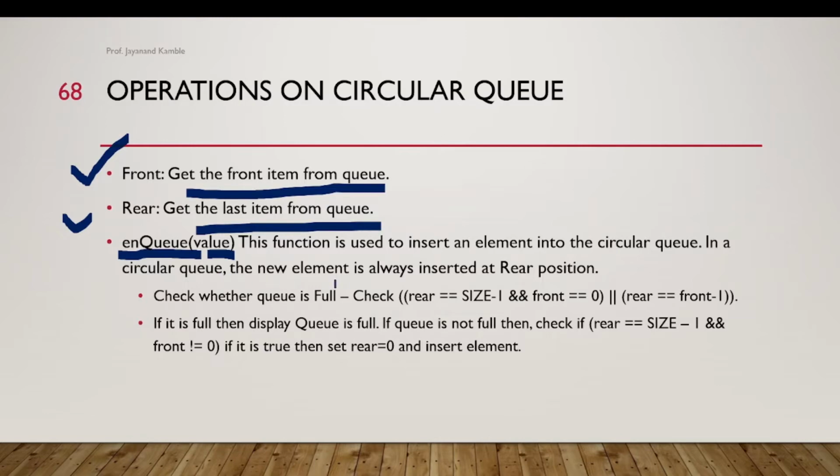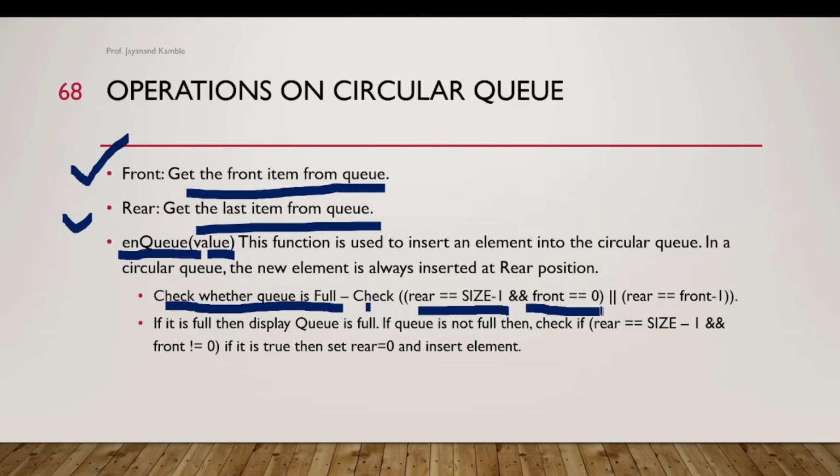In a circular queue, the new element is always inserted at the rear position. We know that at the rear position we insert a new element in the queue, right? Before inserting an element, we need to check whether the queue is full or not. If the queue is full, then we can't insert an element. So what is the method? Check if rear is equal to size minus 1 as well as front is equal to 0. If front is equal to 0 and rear is equal to size minus 1, then only we will say that the circular queue is full.